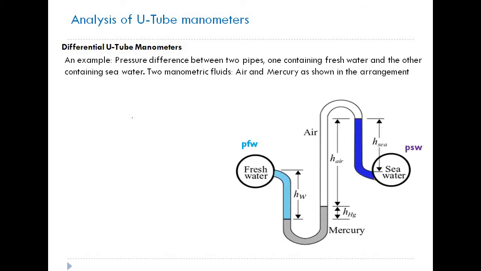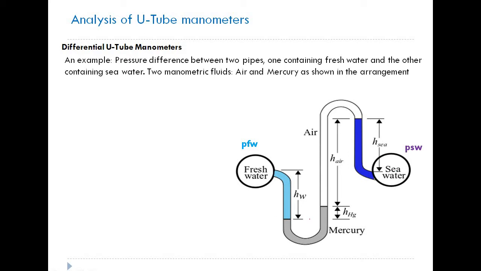Let us analyze a differential U tube manometer here. See, one pipe here, you see, this contains fresh water, another pipe contains seawater. The pressure of fresh water in the pipe is PFW, and the pressure of seawater in the other pipe is PSW. That is a designation used. And we want to estimate the pressure difference between these two pipes, one containing fresh water, other containing seawater. So what do we do?